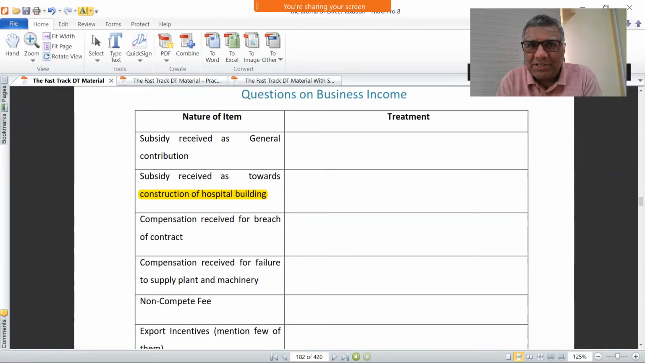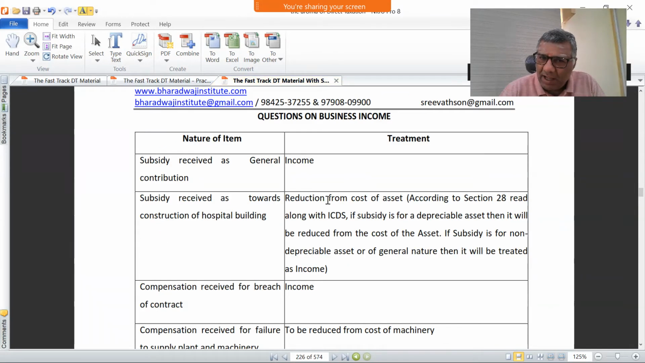Why? Because the hospital building is a depreciable asset. Only land is a non-depreciable asset, and goodwill might not be a depreciable asset. For goodwill and all, people might not give subsidy. So only land is a non-depreciable asset. Others are depreciable assets. So subsidy received towards a depreciable asset should be adjusted with the cost of the asset. So here it is not an income, to be adjusted with the cost of the asset. So it should be reduced from the cost of the asset.